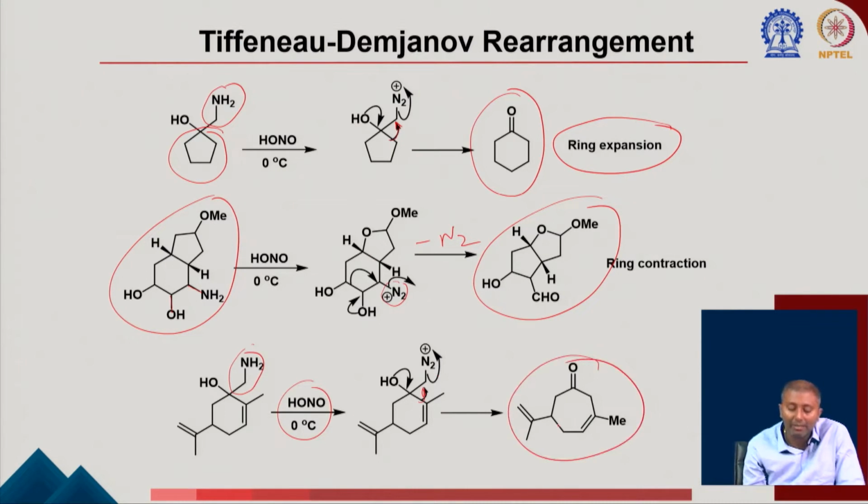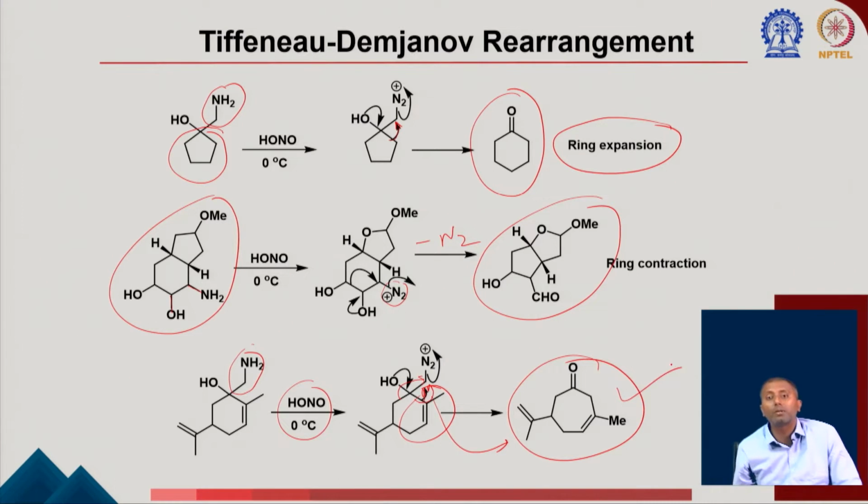And again here there are two possibilities. The ring can be expanded through this or through this. Now which side will it go? It is going through this side because on this side you have this vinylic group. That is going to stabilize the carbocation, and its migrating aptitude will be higher. So that is why you end up forming this particular product.